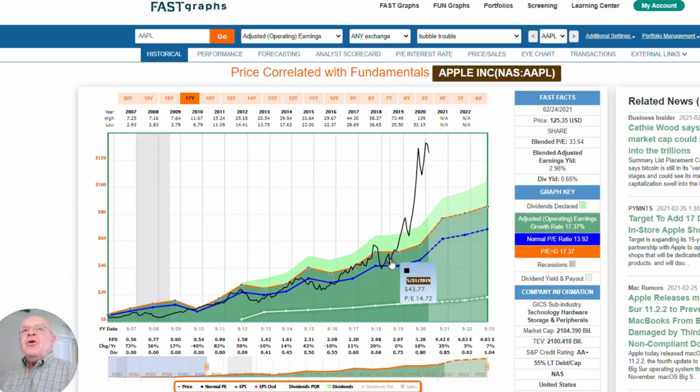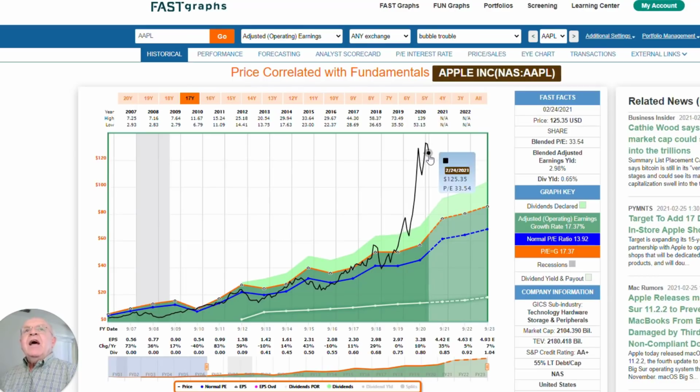And yet, historically, the market has valued this somewhere between a 14 PE, which is the blue line on this graph, going back to prior to the Great Recession. And then the upper end is the 17.37, where I'm using the P equals growth rate formula here. So, a 17 multiple, I think, would be very reasonable for Apple. Even with a 13% growth rate, I would consider a 17 multiple a little high. But the current multiple of 33.54 simply doesn't make any sense.